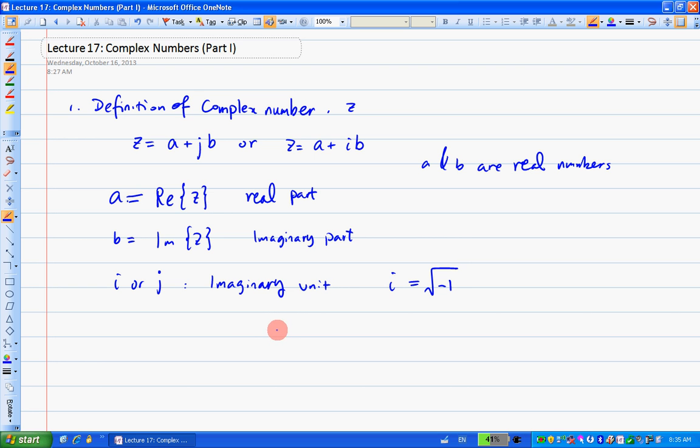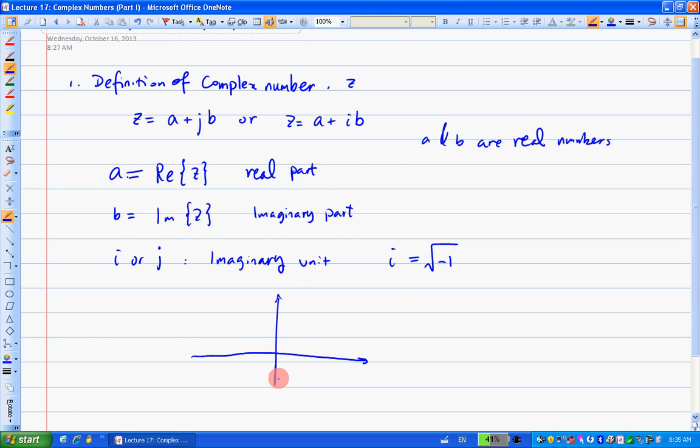Now, if I use a graphical approach to show the complex number, just like you show coordinates in a Cartesian coordinate system, you still draw a complex plane. So this is called a complex plane. And we also have two axes. This is called the real axis. This is called the imaginary axis. So instead of calling them x and y axes, real axis, imaginary axis.